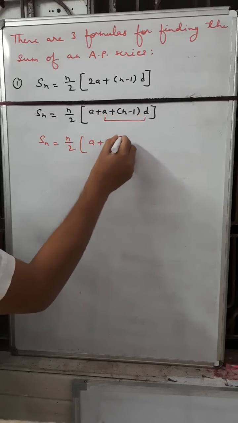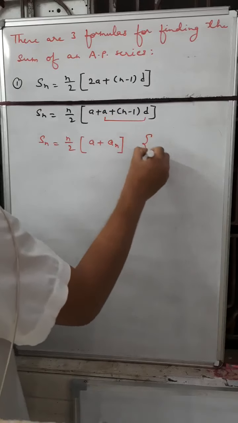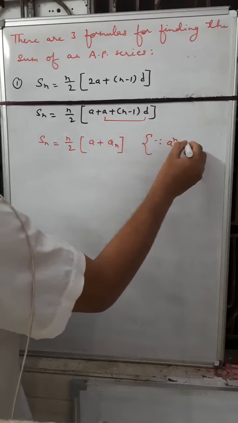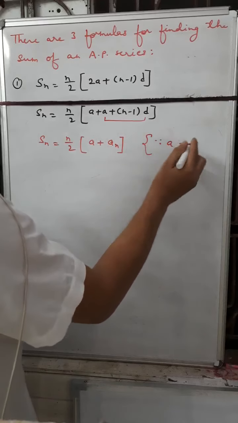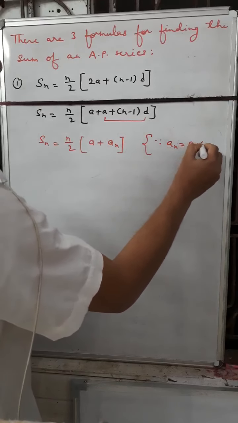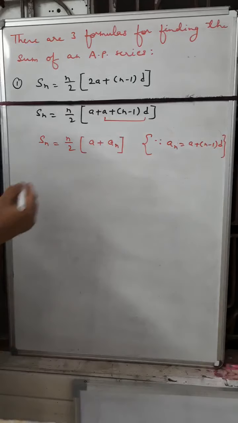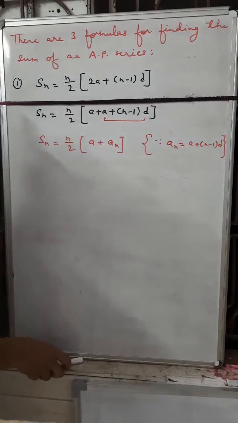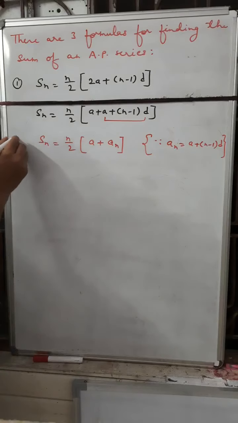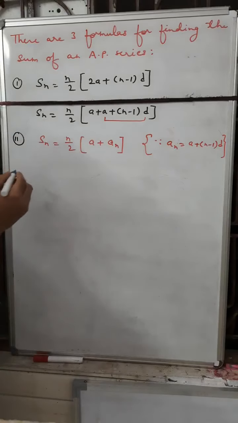So we can write an, because we know that an is equal to a plus (n minus 1) into d. In the previous exercise we used this formula. This one is the first formula. For the second formula, we got Sn is equal to n by 2 [a plus an].